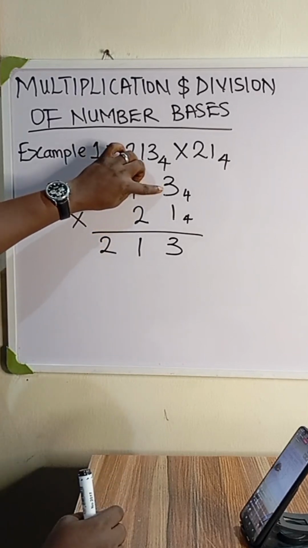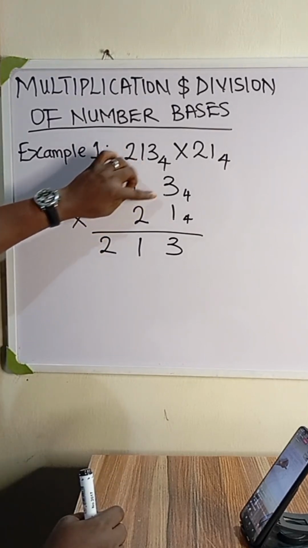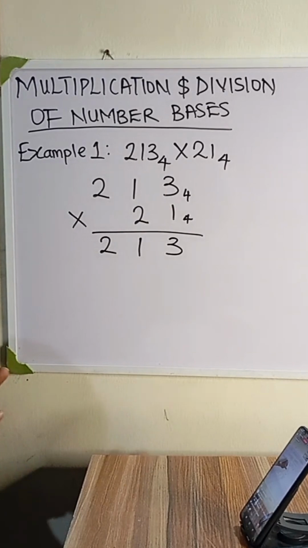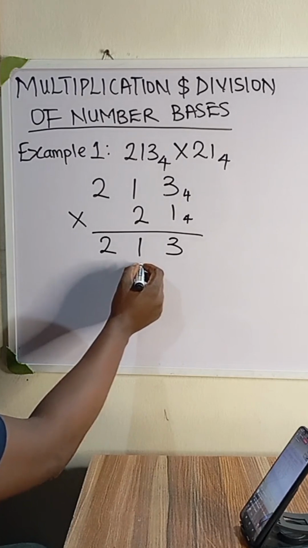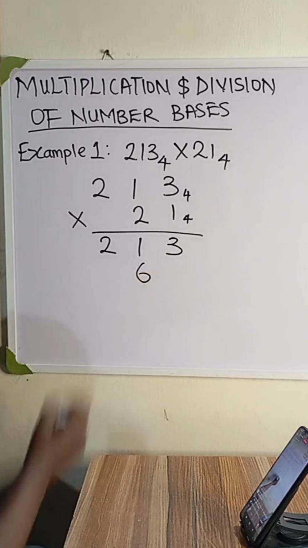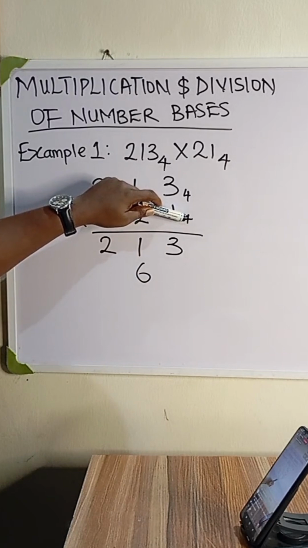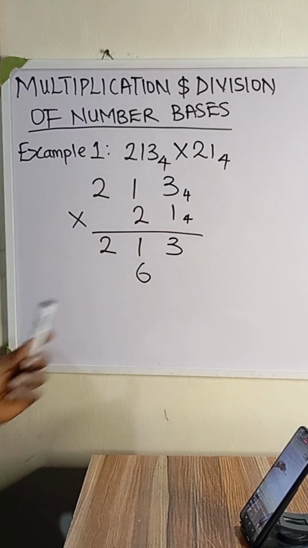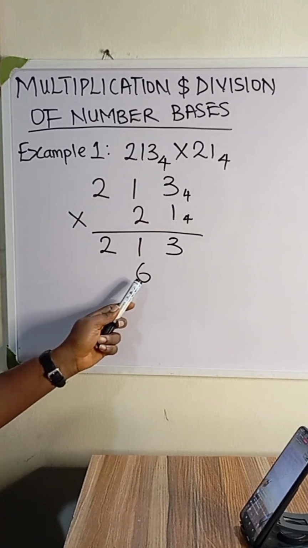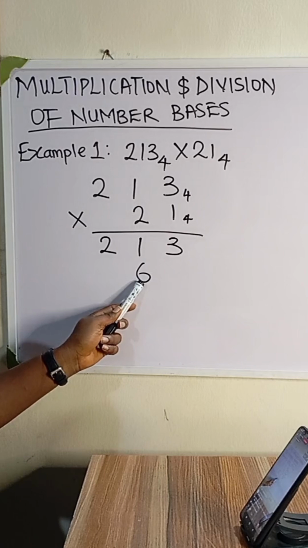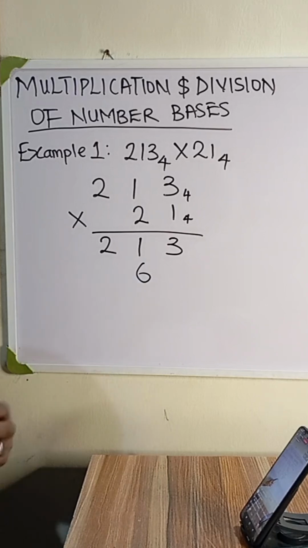2 multiplied by 3. We know that 2 multiplied by 3 will give us 6, correct? So, are we supposed to write 6 here? If you write 6 here, you'll be wrong because we are working with base 4 and there is no 6 in base 4. So that means we have to convert this 6 to base 4.